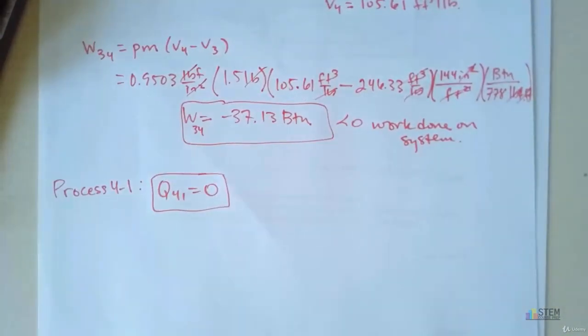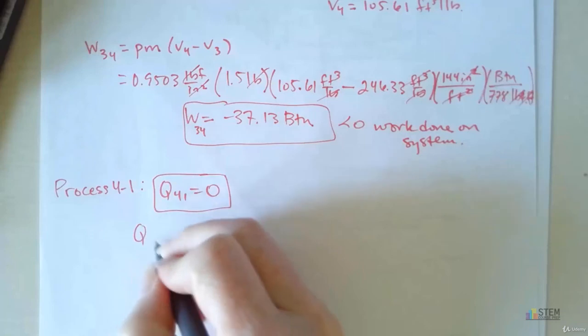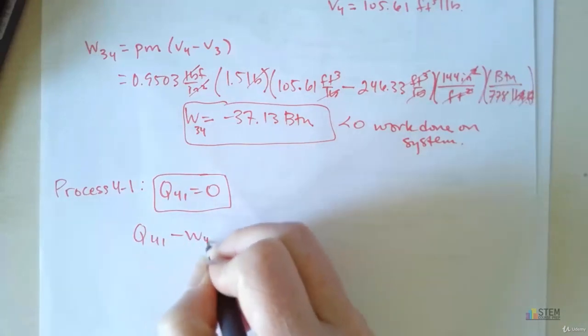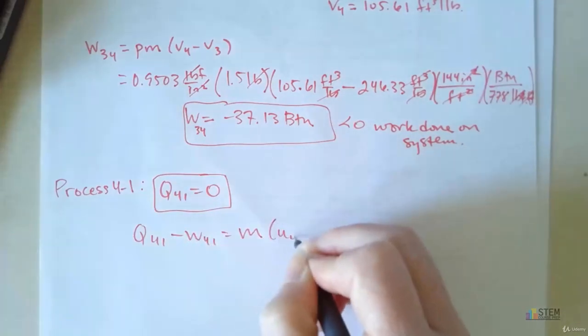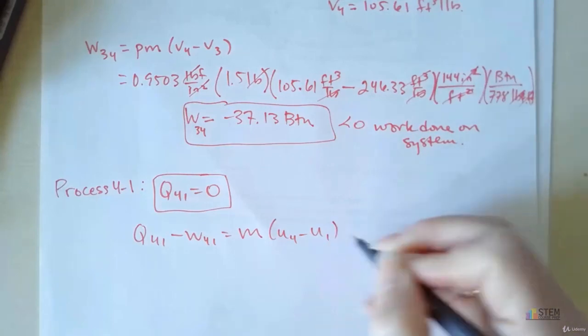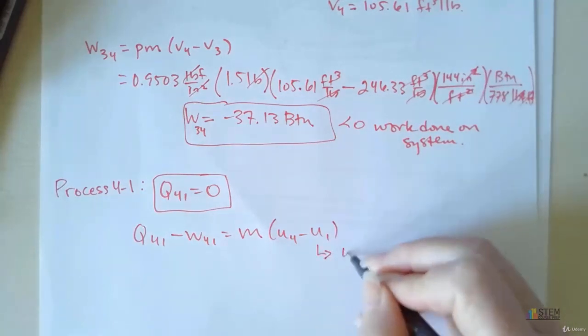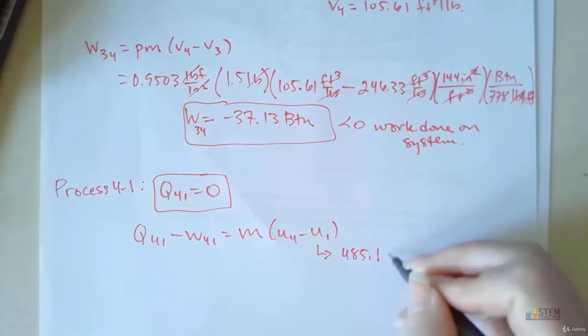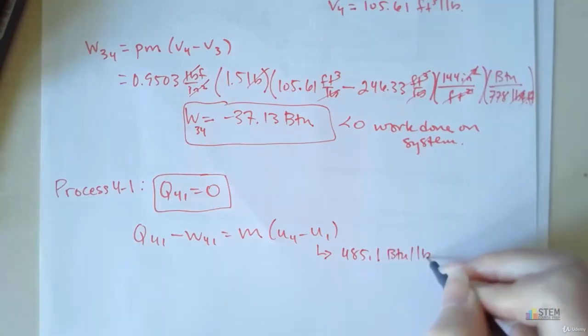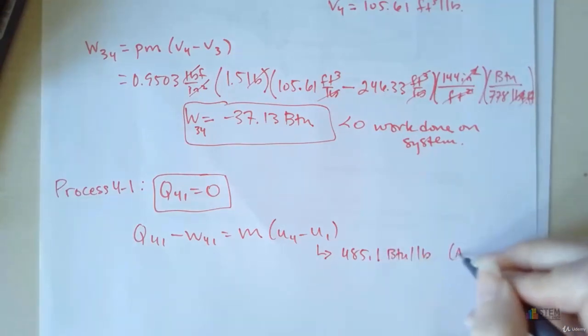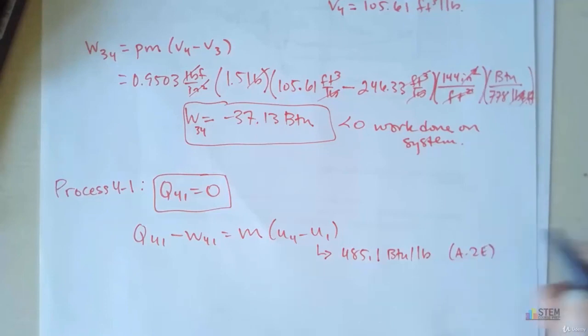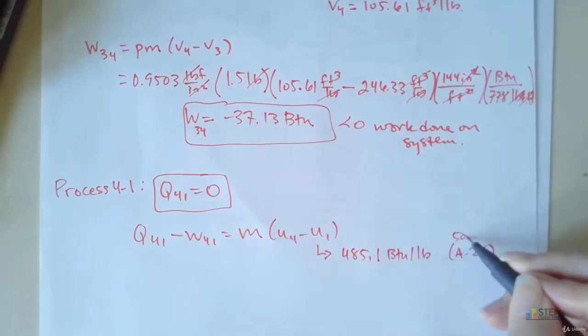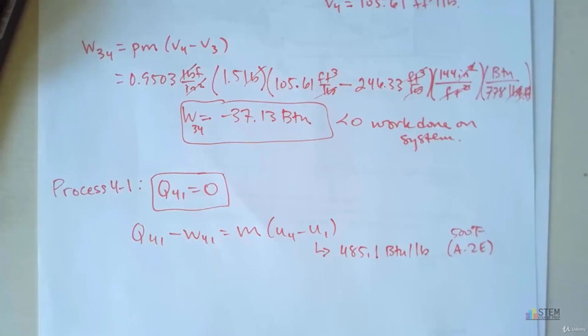Now we need to find the work. Go to your energy balance. Q minus work equals mass times U4 minus U1. We already know what U1 is. It's 485.1 BTU per pound. That's from the table. Remember, this was at 500 degrees. Now all we need to do is find U4.